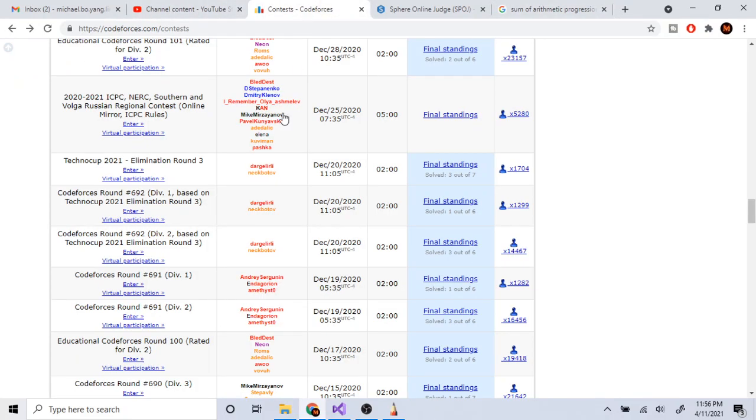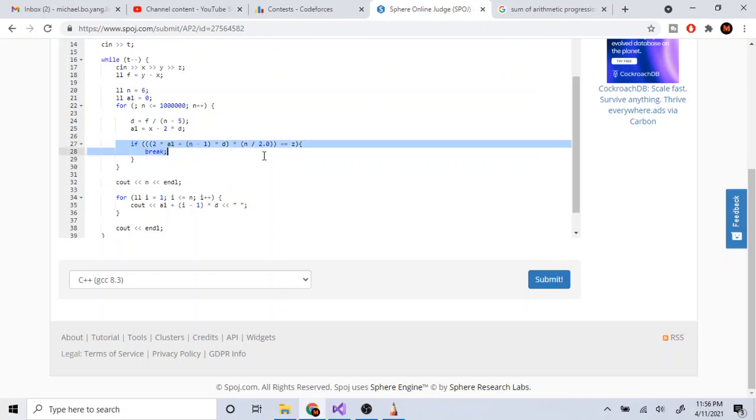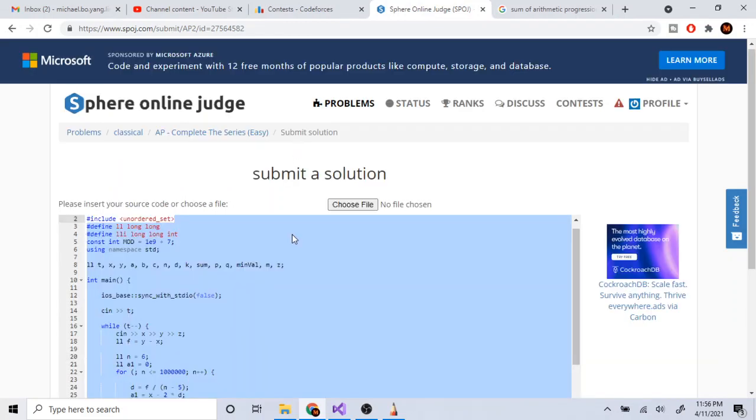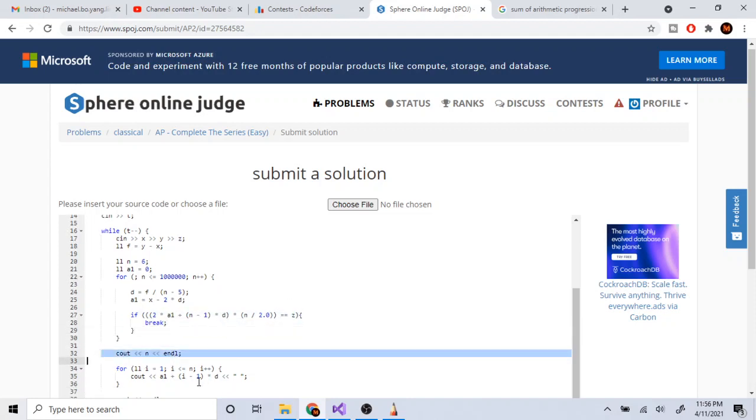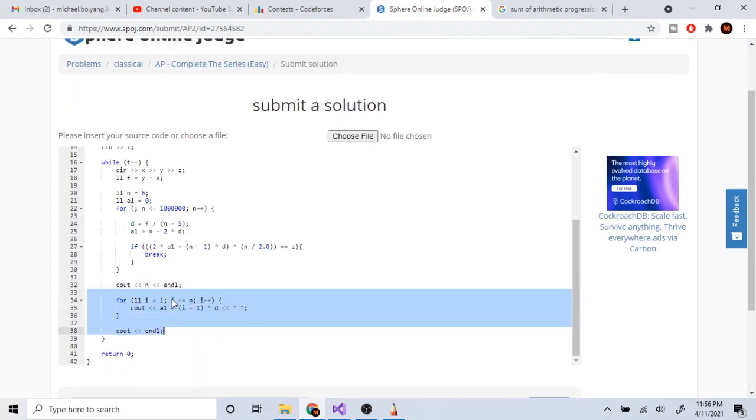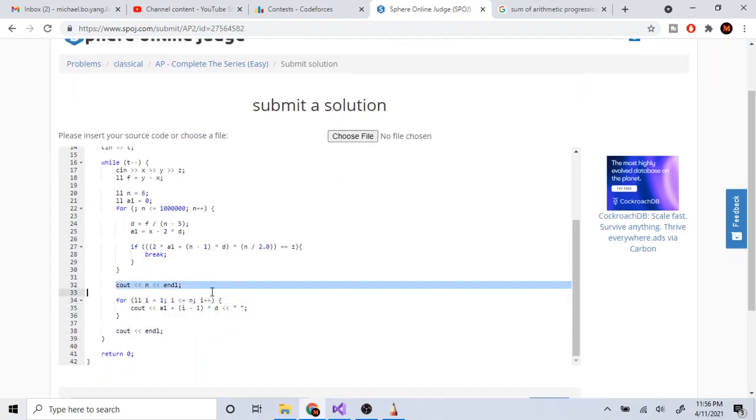I'm just checking that to see if that works. If it does and it's equal to the total sum z, remember z is the total sum that they gave us, then I just break. And when I break, I print out the number and each common difference. So I print out n, the number of numbers. And I loop from 1 to n, adding the common difference each time.